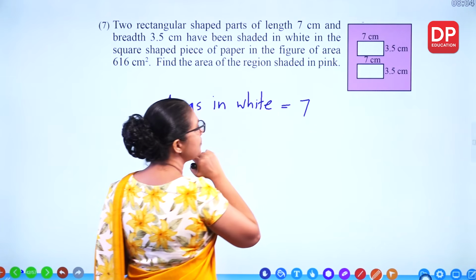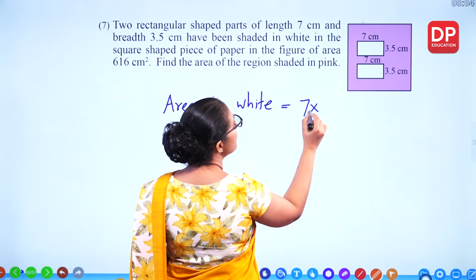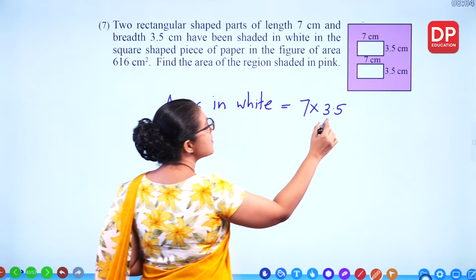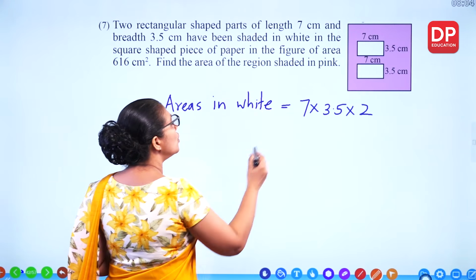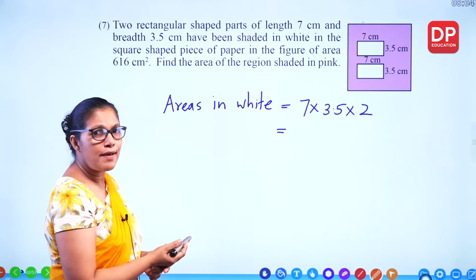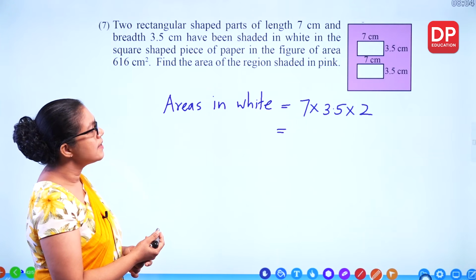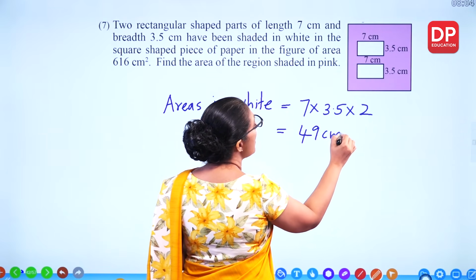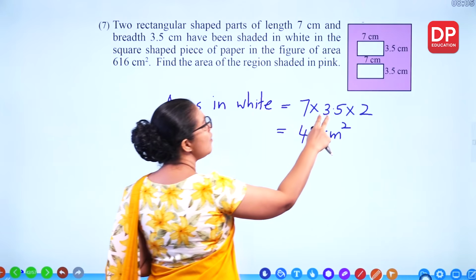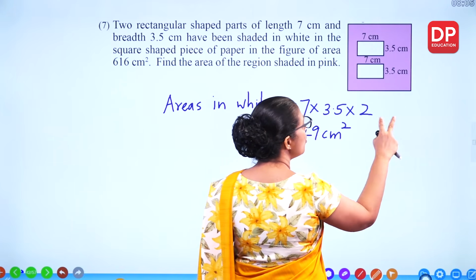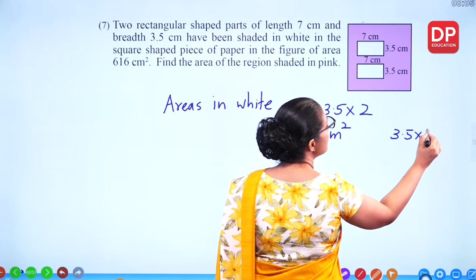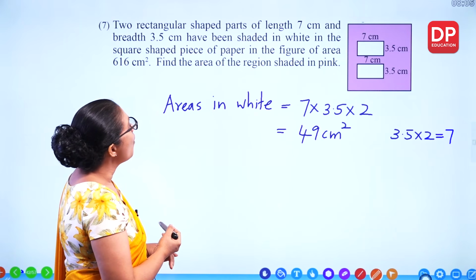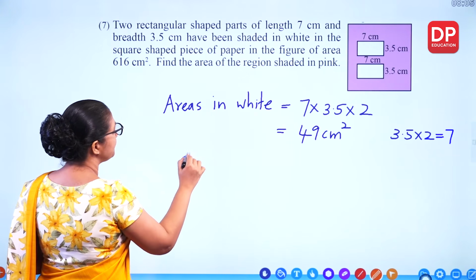7 is the length. 3.5 is the breadth. And there are two rectangles like that. You multiply by 2. 3.5 and 3.5. When you multiply by 2, you get 7. 7 times 7, 49. So 49 square centimeters are there. So again, look at this one. 3.5 times 2. That means 7. 7 and 7, 49.